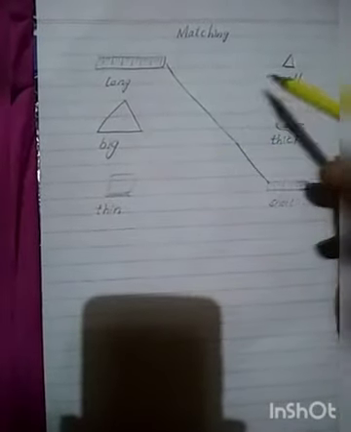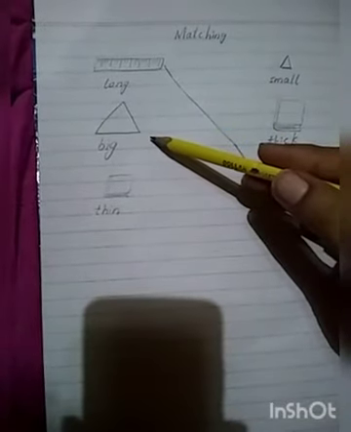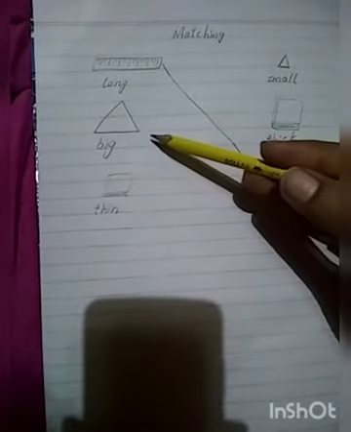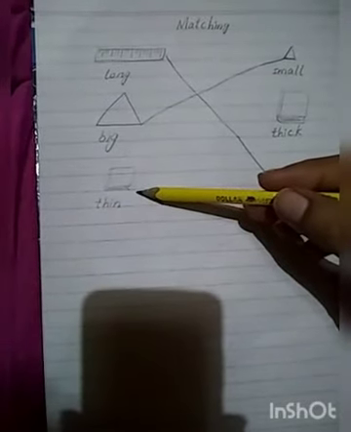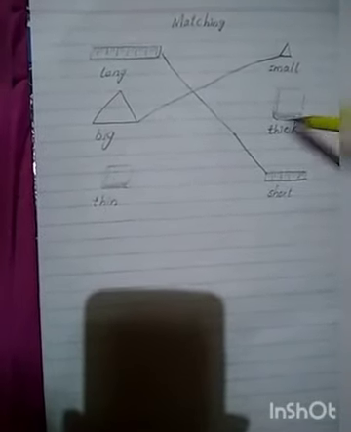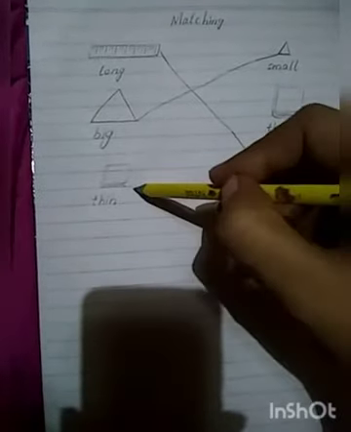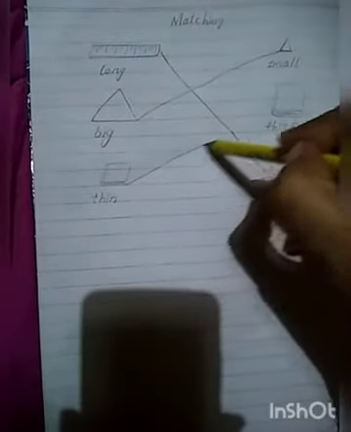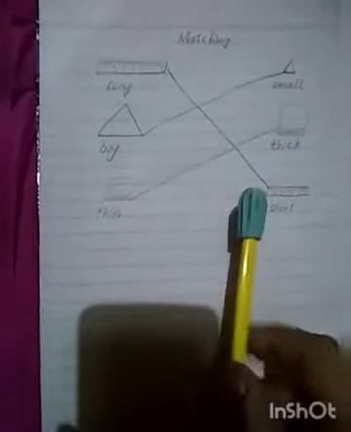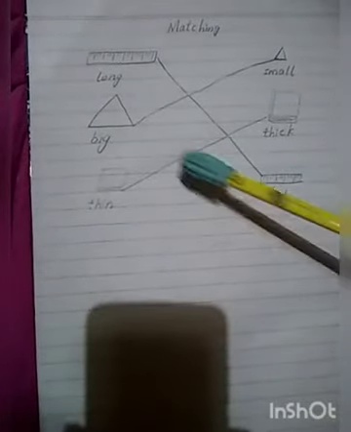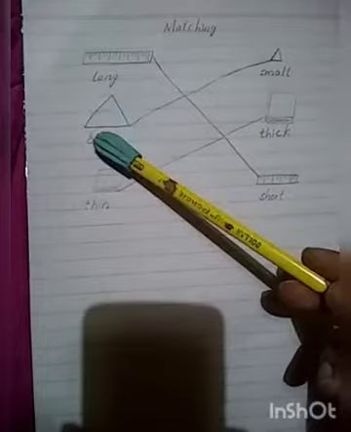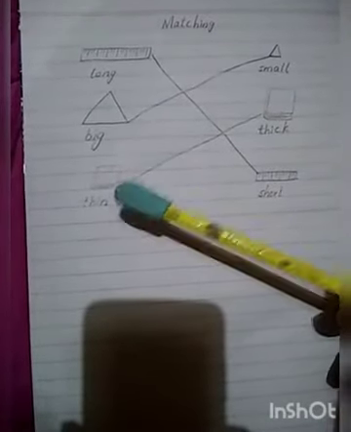Big triangle, small triangle. Now we'll match the big triangle to its small triangle. Thin book, with very few pages, and thick book. Thin, thick. These are the concepts. Long, short. Big, small. Thin, thick.